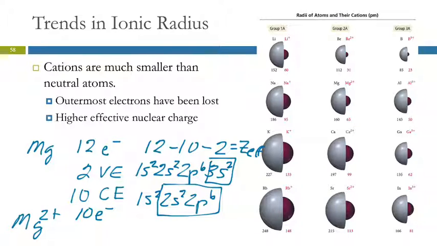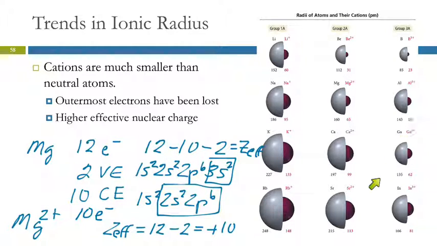So the effective nuclear charge for the ion: how many protons in the nucleus? Still 12. How many core electrons? 2. These are valence electrons now. So with these core electrons, what's the effective nuclear charge? Plus 10. That's a lot bigger. It pulls it in. So we took a layer off, and what was left got pulled in.